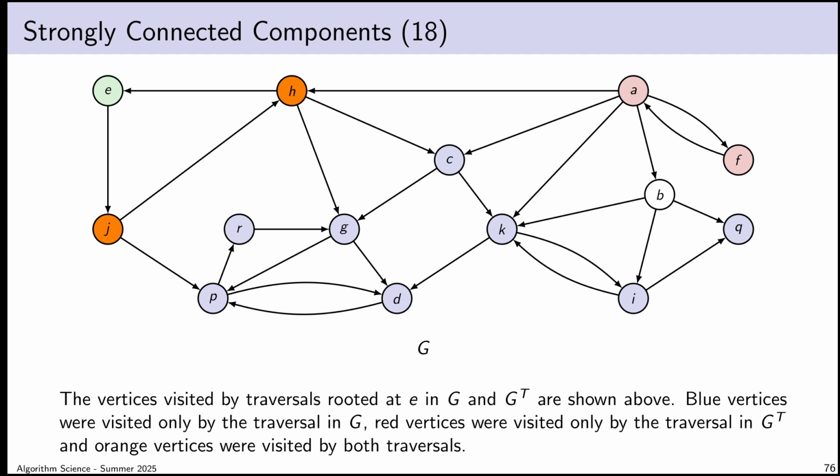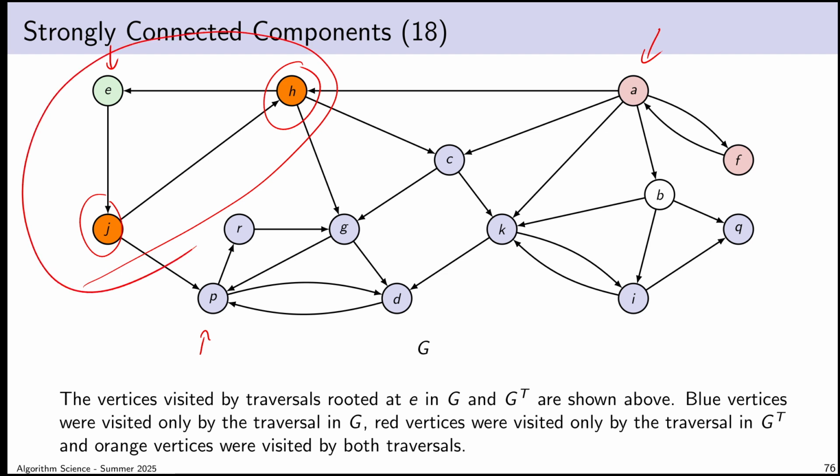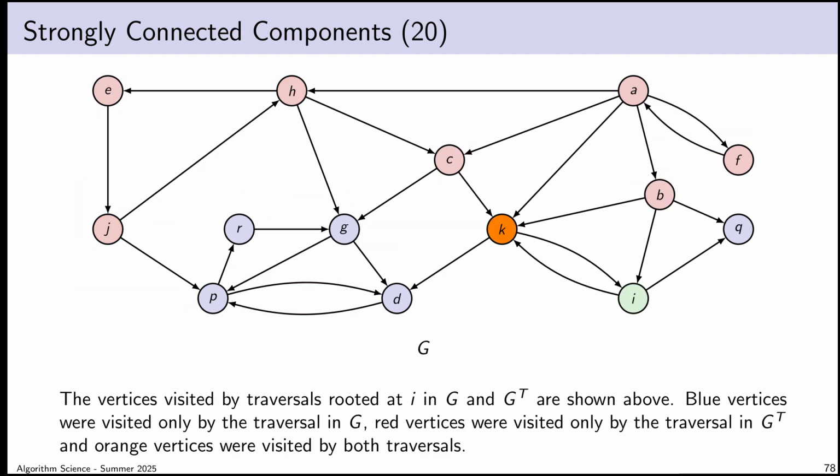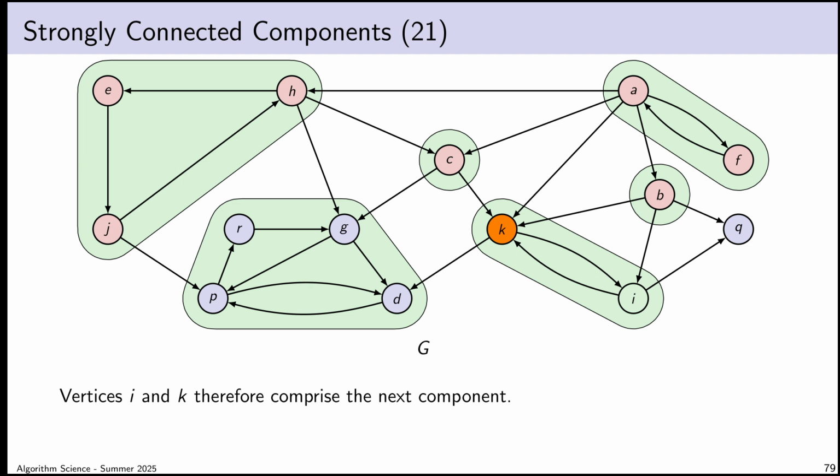Okay, similarly, if I do a traversal starting at vertex E in my original graph G, I reach all of the blue vertices. If I do a traversal rooted at E in G transpose, I reach all of the orange vertices and all of the red ones. The only vertices that were reached by both traversals are these ones, and so this becomes a component. Okay, and then finally, I identify these 2 things, and then Q gets to be a component by itself. All right, so I was able to identify all of the strongly connected components, although it was quite a bit of work.